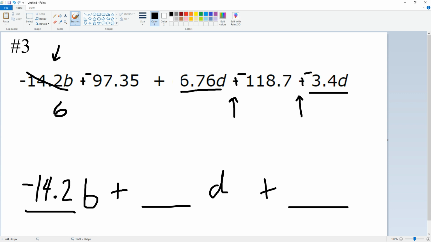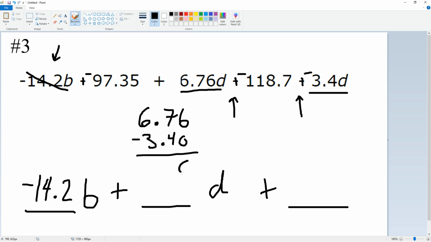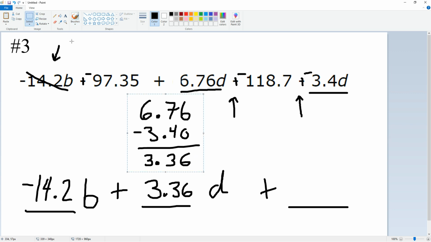That means we're going to need to find the difference in their absolute values. Let's do it above my D value so that we know where we're at here, okay? 6.76, and we're going to subtract 3.40 from it, okay? And we get 3.36, so this is going to be plus 3.36D. Now again, positive has more absolute value than the negative, so this is a positive value. Okay, I'm going to pick this up a little bit so we don't get it mixed in. Then I'm going to come back up here and get rid of the two that I've just manipulated.